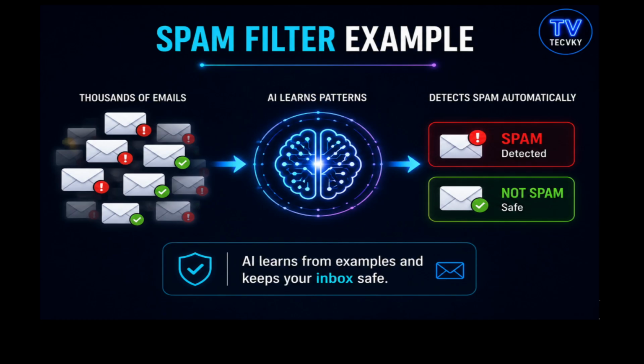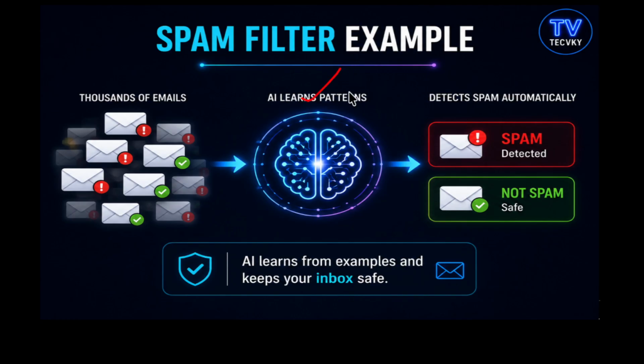During training, the model analyzes these emails and learns common patterns. For example, spam emails may contain suspicious links, excessive promotional words, unusual sender addresses, or certain phrases that frequently appear in unwanted messages. The model doesn't memorize individual emails. Instead, it learns the patterns that distinguish spam from legitimate messages.